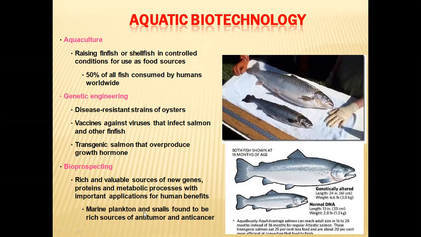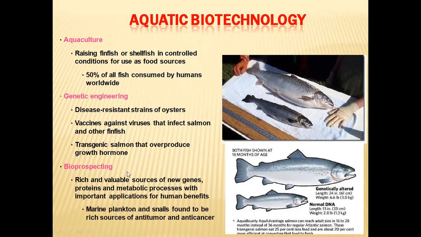And marine plankton and snails are found to be rich sources of anti-tumor and anti-cancer drugs. So here we can see in some marine plankton and marine snails, some genes were discovered whose products have anti-tumor or anti-cancer characteristics. If we are able to separate those genes and incorporate them in animals like the salmon fish or any other animal, we can get anti-cancer products in this fish or the other animal into which we have incorporated this particular gene.